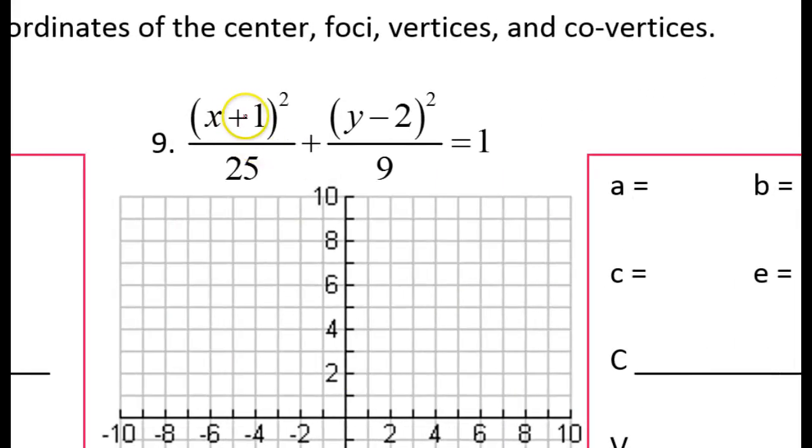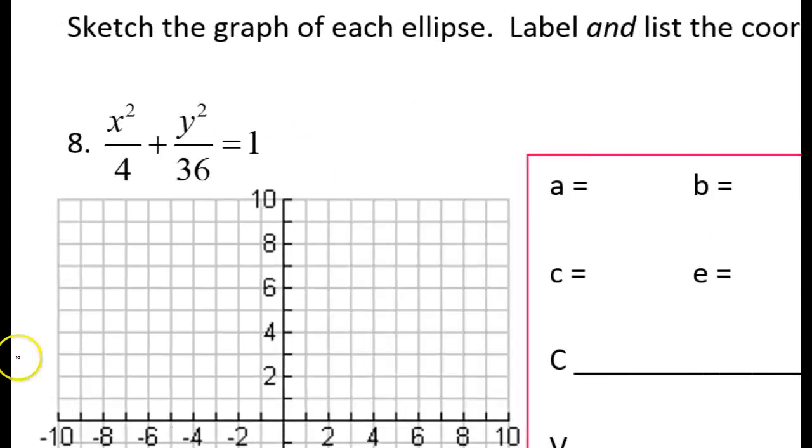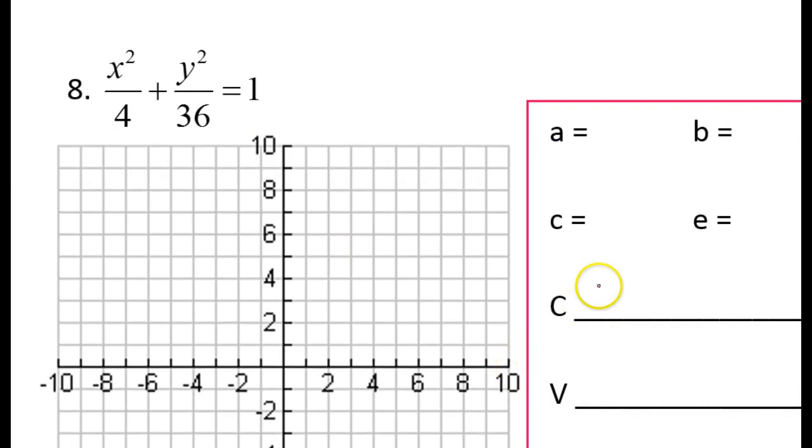Now, in a problem like number 9, the center would be -1, 2, the opposite of these. But in a problem like number 8, nothing is added or subtracted. That tells us that the center is 0, 0. So here's the center of the ellipse right here.